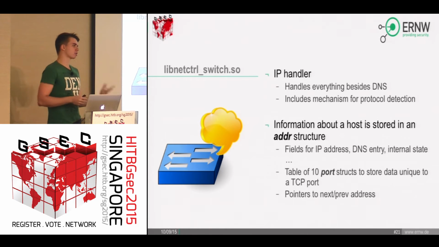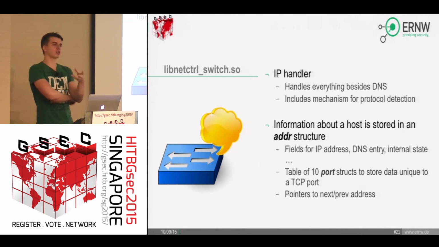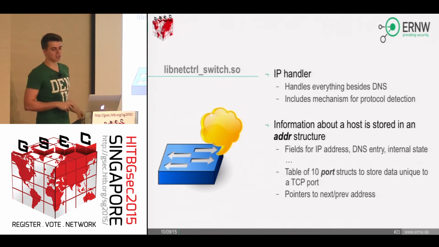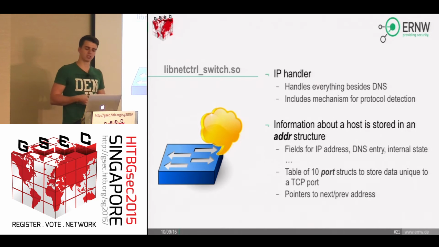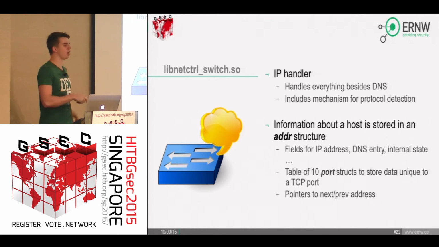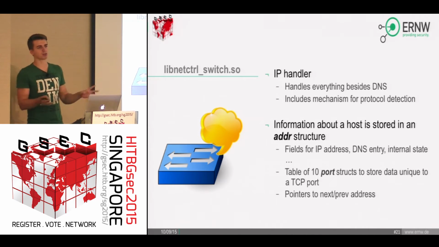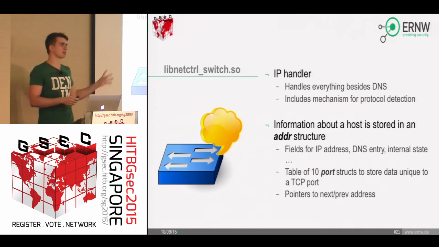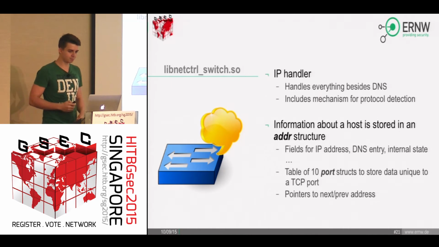Whenever you get a TCP packet or an IP packet to a new host, the information about this host is stored in an address structure. So this is a global structure for each IP address you connect to, which contains all the data corresponding to this host, so all the state information and stuff. We will discuss this in more depth later during the exploitation, but basically it has fields for IP addresses, the DNS entry, and some internal states. And it stores a table of 10 port structures, which are the same, but for a single TCP port. And they are all stored in some kind of hash map combined with a linked list. So every structure has a pointer to the next and the previous address structure with the same hash. So if you ever exploited something, you can probably already get where this is going later on.